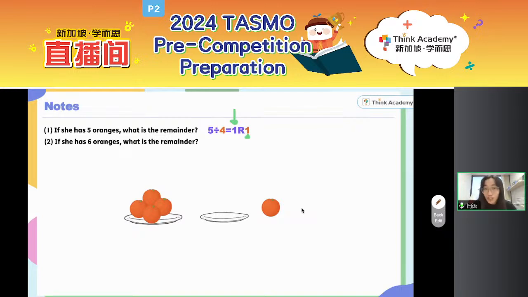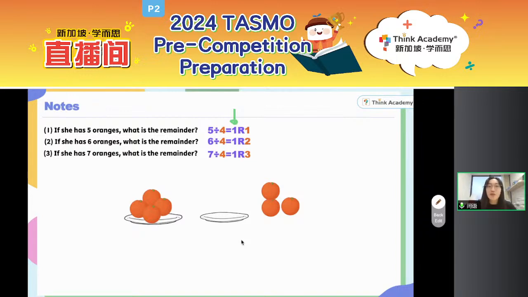Again, we just apply the division. That is 6 divided by 4, which is 1 remainder 2, right? So again, what is the meaning of remainder? That is the leftover. And then following this, what about if I have 7 oranges, what is the remainder? Correct, that is 7 divided by 4. Then I will have 1 plate, and then 3 oranges are left over, right? Okay, and then what about I have 8 oranges? What is the remainder? Can I say that, okay, 8 divided by 4, wow, very easy, 1 remainder 4, right? 1 remainder 4?